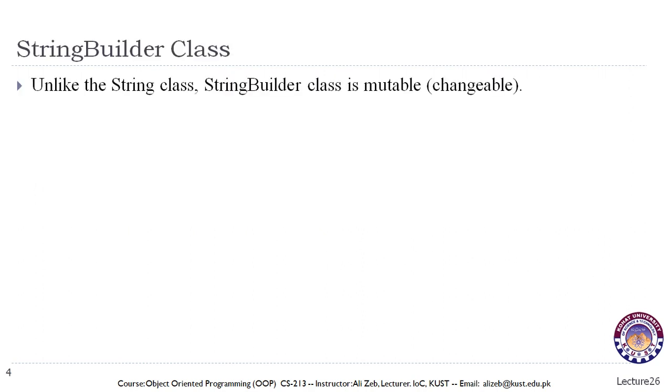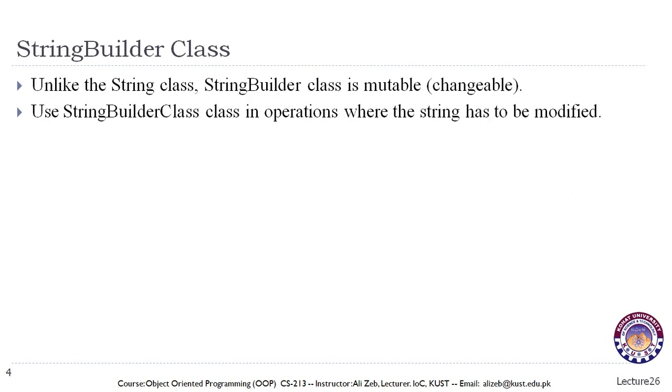Unlike the string class, the string builder class is mutable. It is changeable. It means that we can change the object of the string builder class. Use the string builder class in operations where the string has to be modified. Since we cannot modify strings, we can use the string builder class to modify our strings.